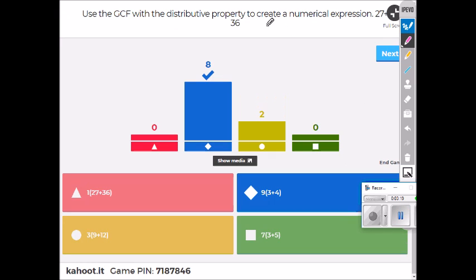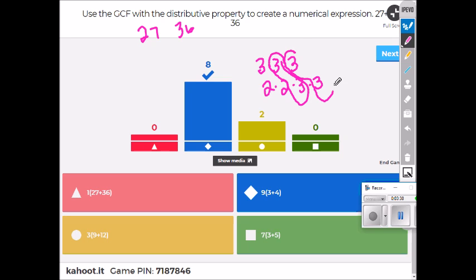Okay, so we have to find the GCF of 27 and 36. So right now we would do our trees and everything. I'm just going to skip it. Not that you're allowed to, but just to save a little time. It would be 3 times 3 times 3, and it would be 2 times 2 times 3 times 3. What do they have in common? They have one set of 3s, but do they have another set of 3s, guys?